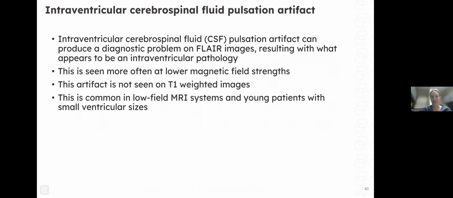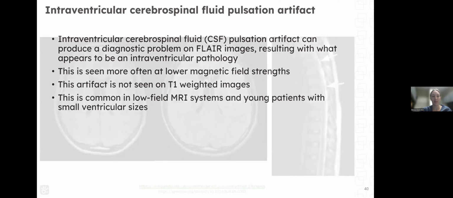You can also have intraventricular CSF pulsation artifact. This is something that is very commonly seen. CSF pulsation artifact can produce a diagnostic problem, especially on FLAIR images, resulting in what might appear as intraventricular pathology. This is common in patients who are young with small ventricular sizes and images that may be captured at lower magnetic field strength. So sometimes, not here, but at outside hospitals, even here it can be seen. If you have a lower magnetic field strength, you may be able to see this pulsation artifact. This artifact is not seen on T1 weighted images. So again, this is highlighting the importance of looking at all your sequences when you obtain an MRI.